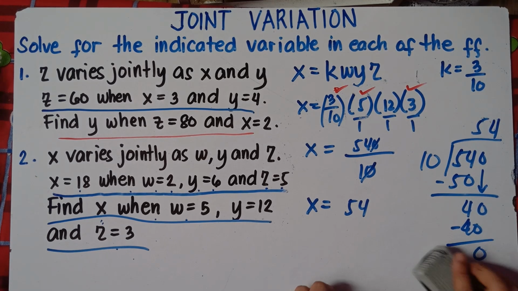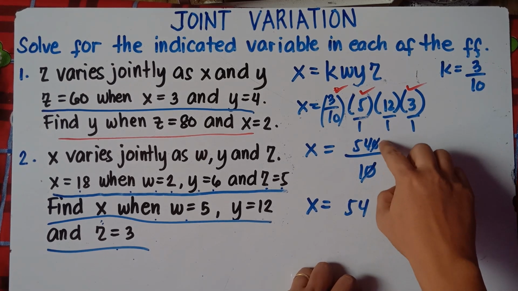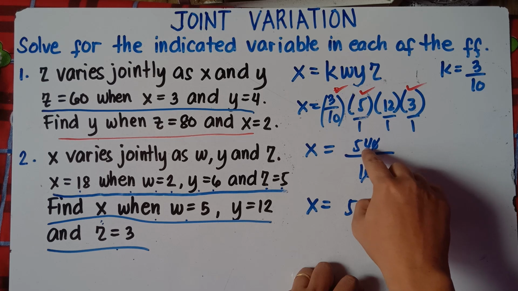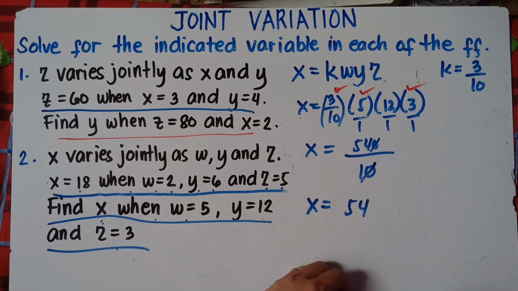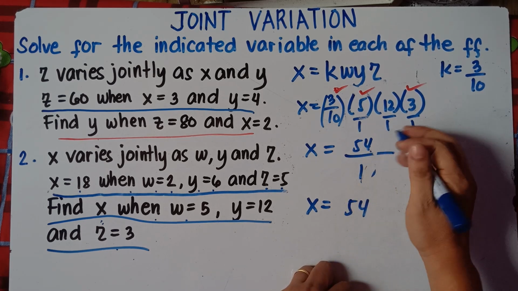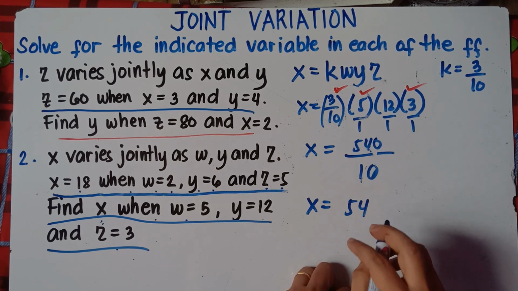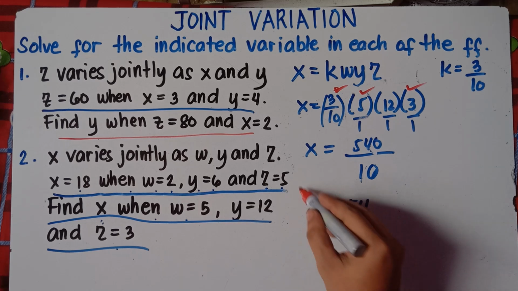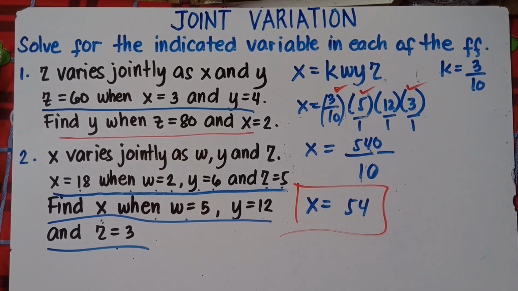For me, just simply cancel 0, class. Cancel 0. Then you will get 54 divided by 1. But if you're confused, go ahead, class. It's 540 divided by 10, that is 54. And this will be your answer, class, 54 for x.